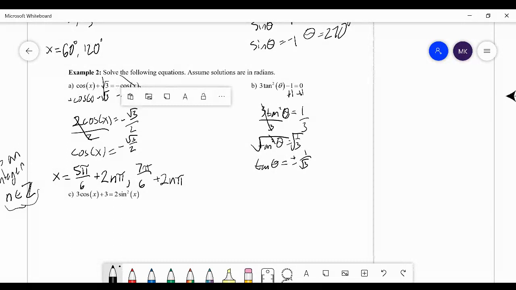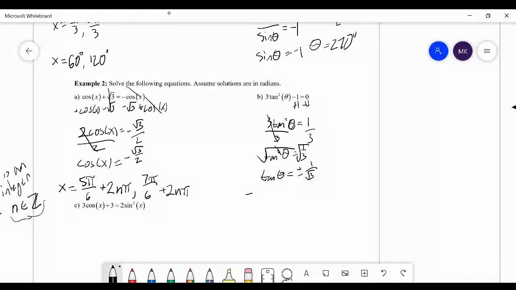We end up with tangent of theta equals positive root 3 over 3, and tangent of theta equals negative root 3 over 3. Okay, so those are rationalizations of those, right? We rationalized those denominators, so instead of 1 over root 3, we get root 3 over 3. So how do we do this?